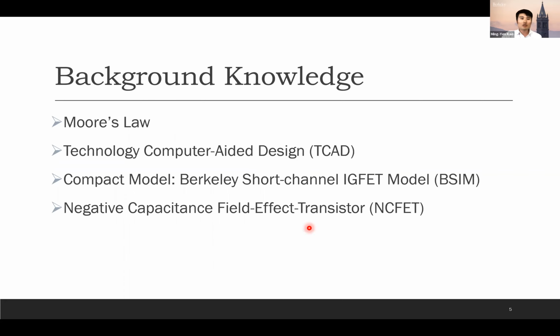And before digging into my research, I'm going to talk about a few pieces of background knowledge to help you better understand what I'm doing and what I'm talking about: Moore's law, TCAD, BSIM, and NCFET.